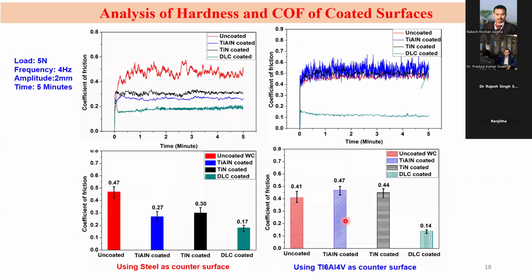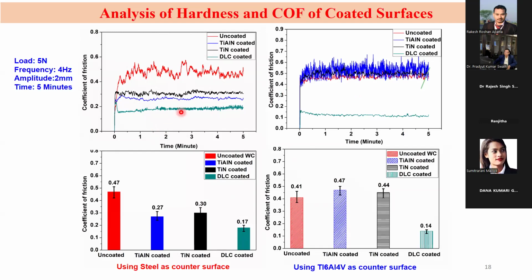Then for the coefficient of friction test, that we did carefully. So for one test, we use this P20 steel as a counter surface. For another one, we use this Ti6Al4V. That means both these counter surface pins, we used what exactly we want to machine. Then we can find the insight. That was the whole purpose.